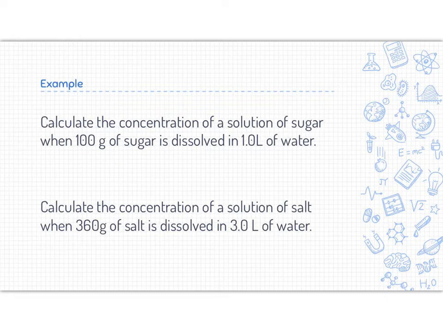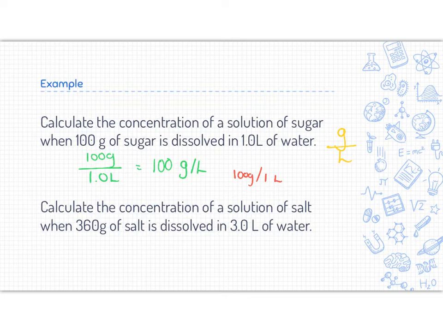So for example, let's calculate the concentration of a solution of sugar when 100 grams of sugar is dissolved in 1 liter of water. So what we're looking for here is a grams per liter unit. So we need to divide grams, 100 grams, by liters. So in the end, 100 grams divided by 1 liter, well, 100 divided by 1 is just 100. And the unit is grams per liter. Okay, so what this does mean is that there are 100 grams per 1 liter. That's what per some unit means.